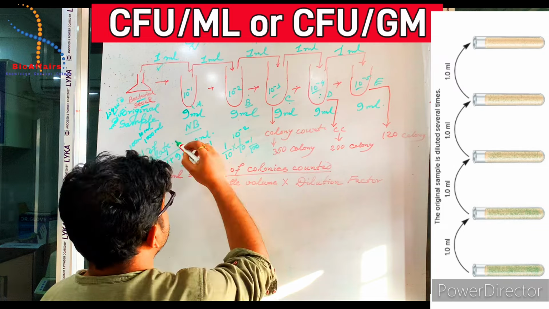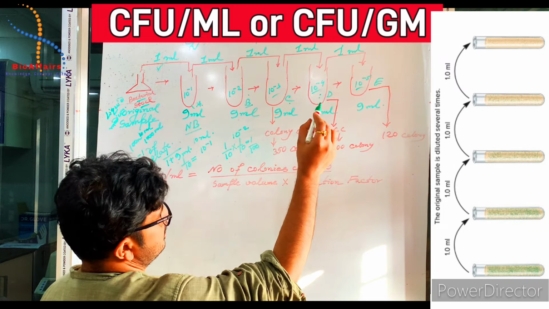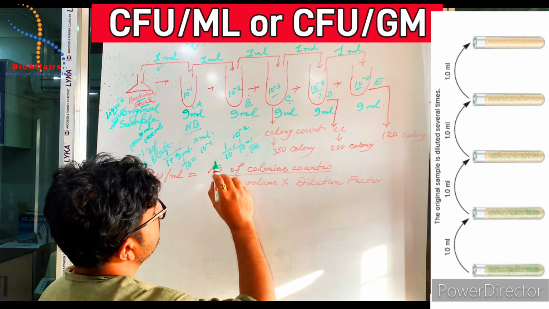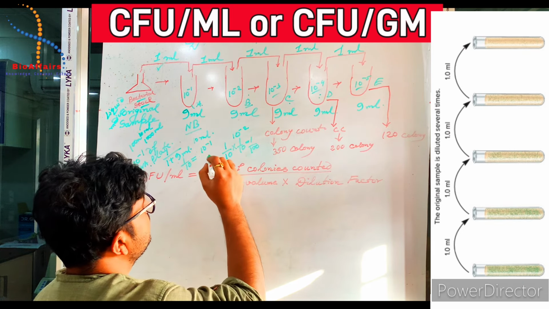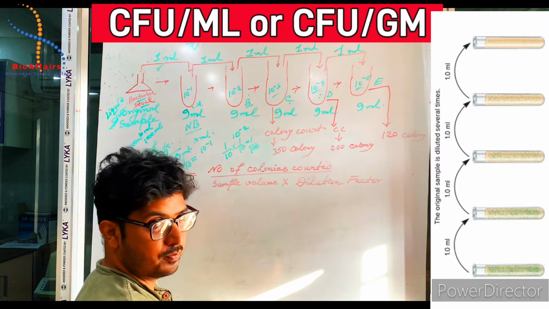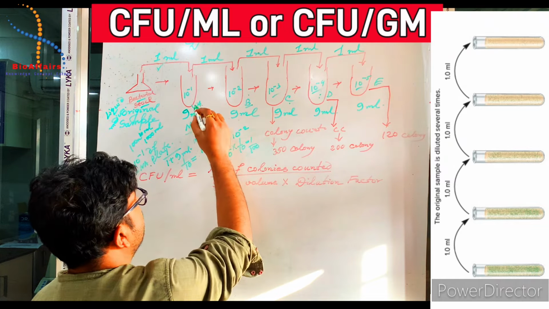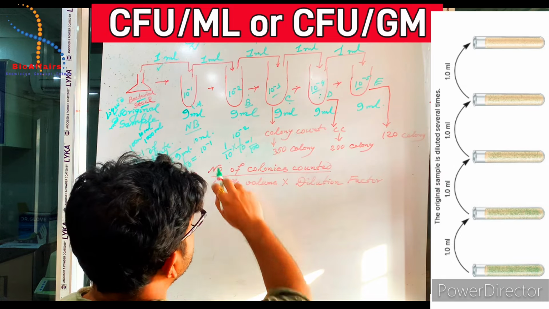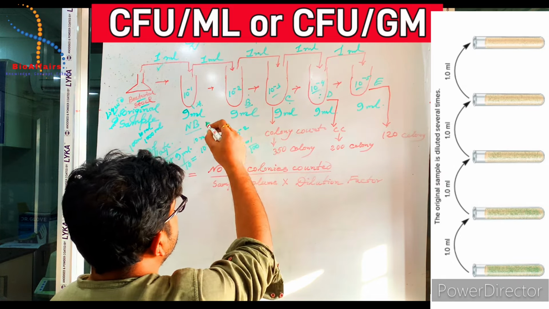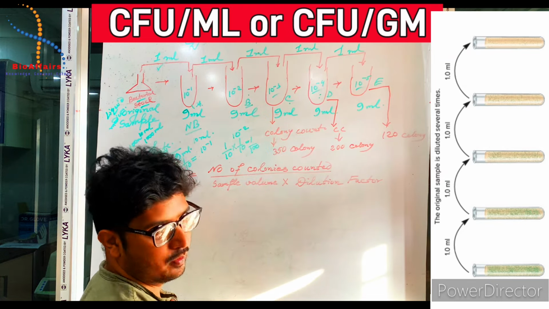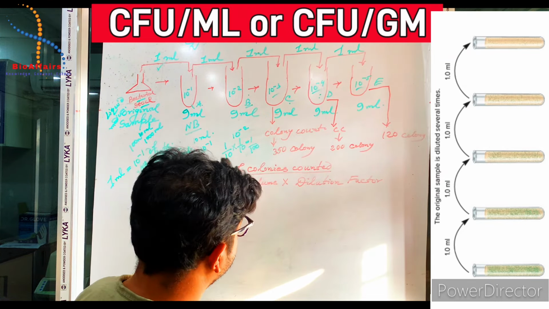Okay. Likewise, you will take 5 nutrient agar plates. The 5 nutrient agar plates will contain samples. How much sample? 1 ml of sample from each tube. So tube A to plate A, tube B to plate B. From there you have cultured. Okay. Next day you will count the colonies.